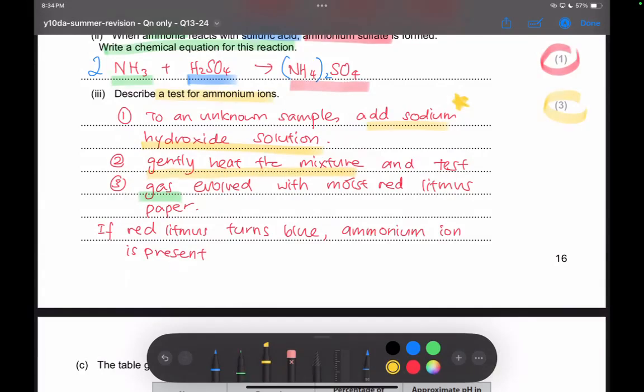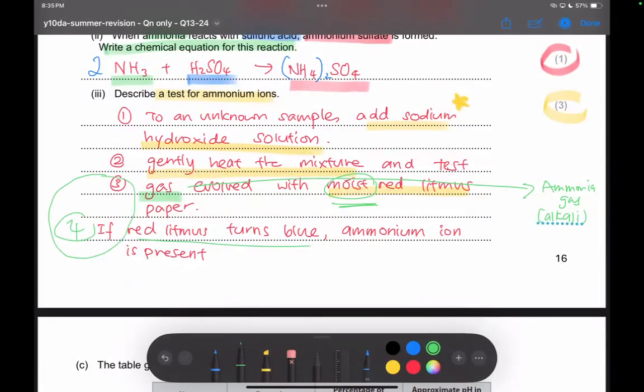but you need to heat the mixture. Now when you heat the mixture, you actually would get the pungent smell, and you want to test the gas evolved with a moist red litmus paper. Why? Because the gas evolved in this case is actually ammonia gas, which is alkaline in nature. So you will want to use red litmus paper, and this red litmus paper must be moist in order for the change to take place. Okay, so if the red litmus paper turns blue, ammonium ion is present.